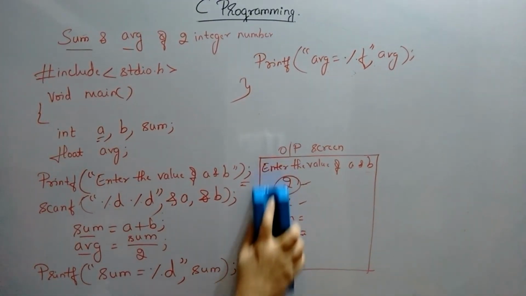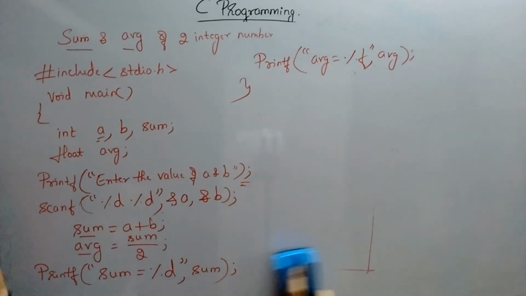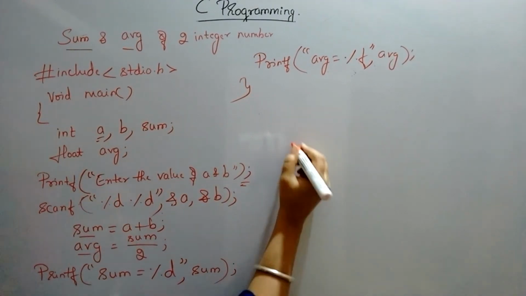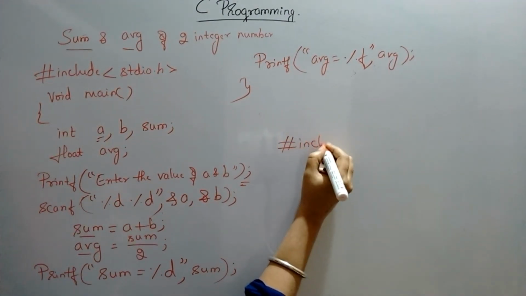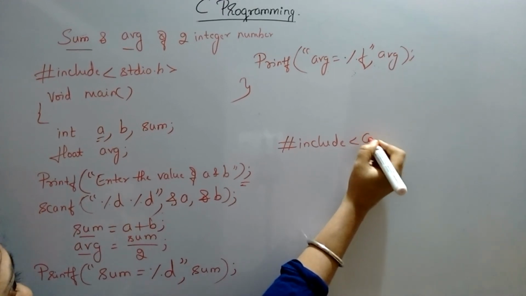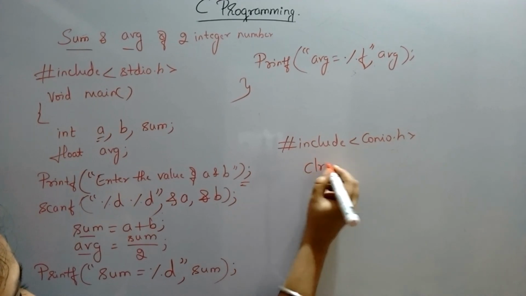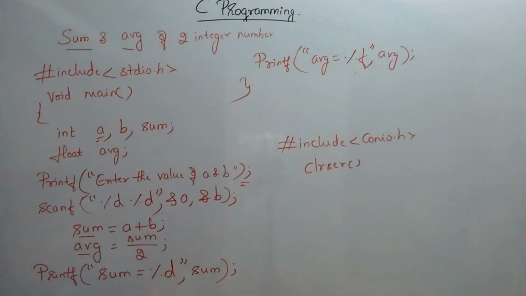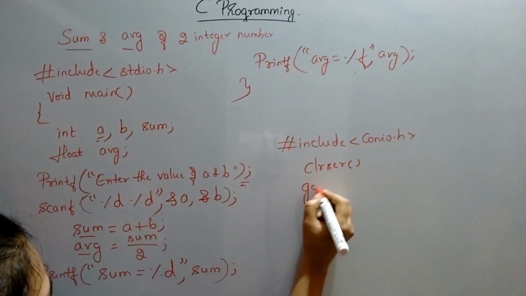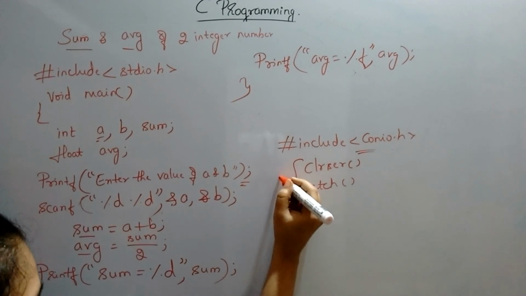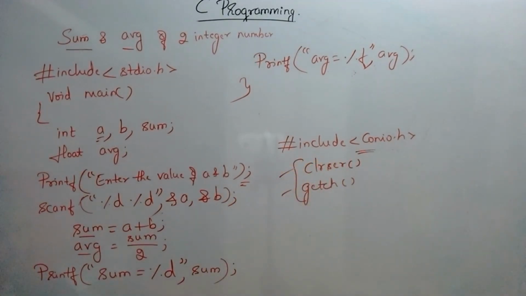After this, I have not explained another header file. We have to include another header file in our program, that is #include conio.h. I have to include this header file to use the clear screen and getch functions in my program. In the next video, let us see what this conio.h is and why we have to use the clear screen and getch functions in our program.